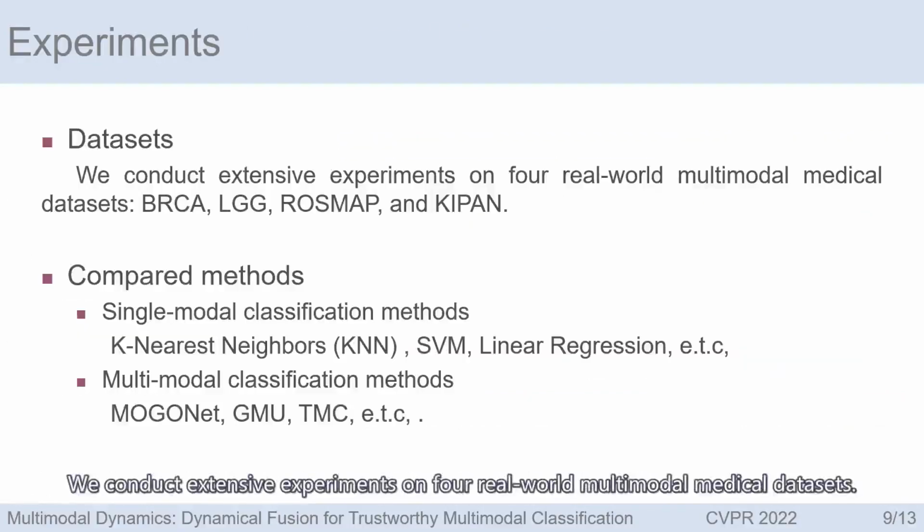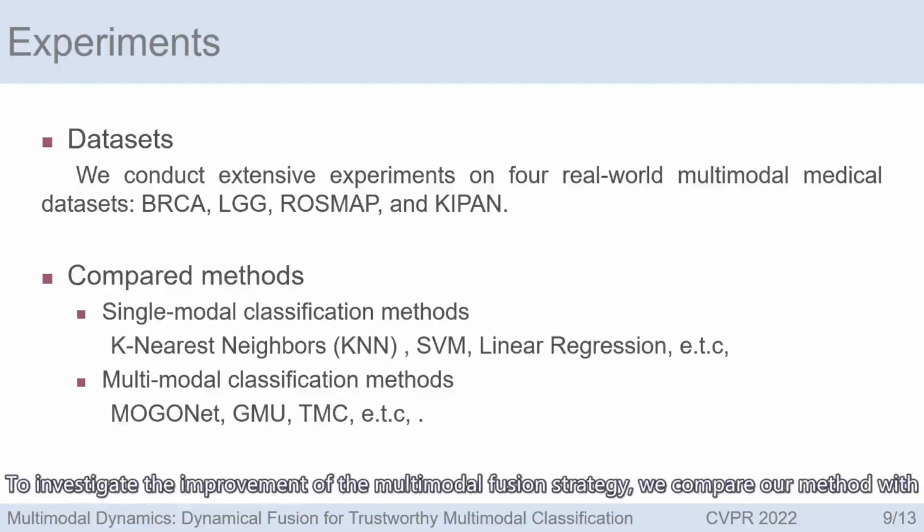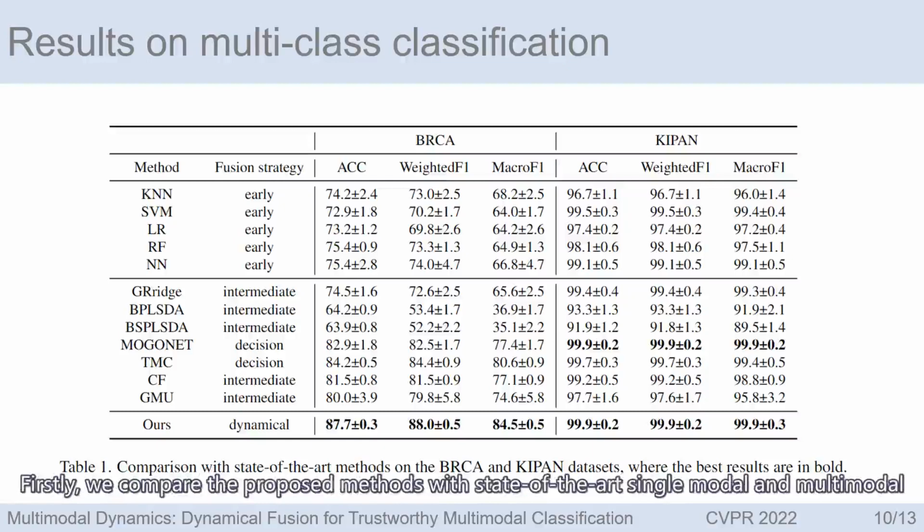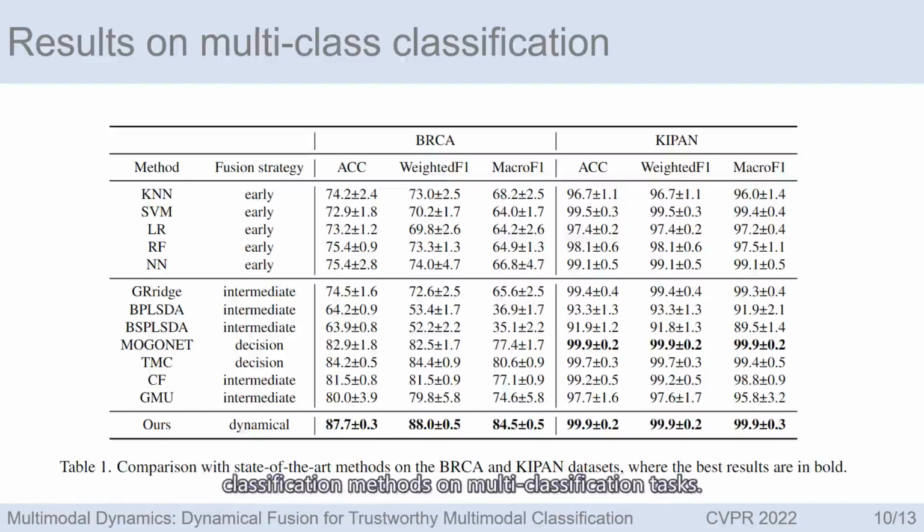We conduct extensive experiments on 4 real-world multimodal medical datasets. To investigate the improvement of the multimodal fusion strategy, we compare our method with 5 single-modal classification and 7 state-of-the-art multimodal classification models. Firstly, we compare the proposed methods with state-of-the-art single-modal and multimodal classification methods on multi-classification tasks. The proposed method outperforms other methods on most datasets.